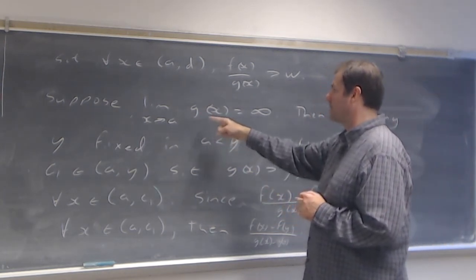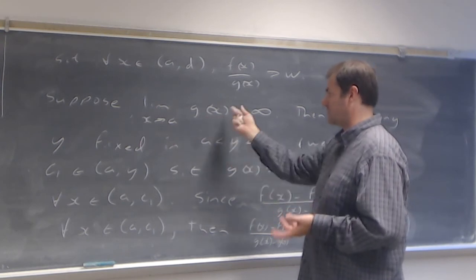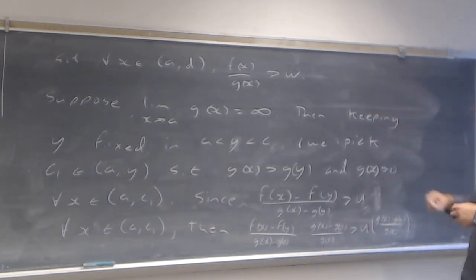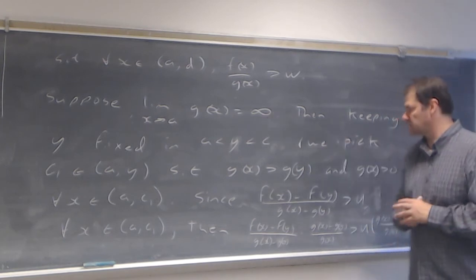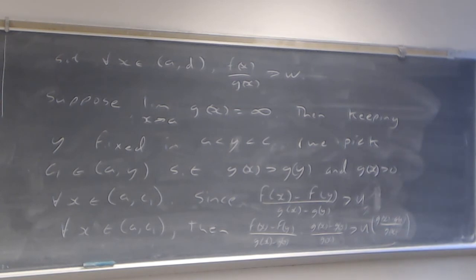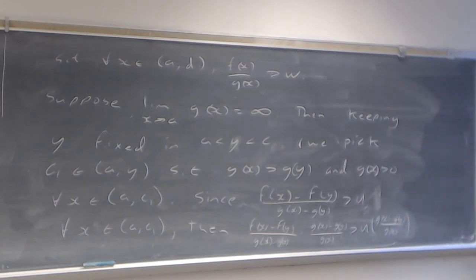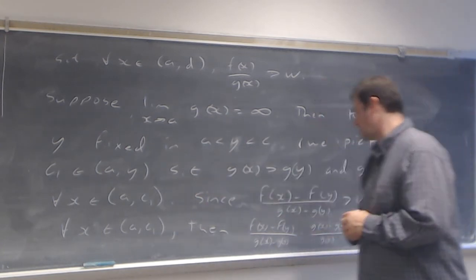Okay, now we're supposing the second part of the hypothesis, where the limit as x goes to a of g(x) equals infinity. We're keeping y fixed in between a and c, and we pick c sub 1 in between a and y, such that g(x) is greater than g(y). We can do that because g(x) is going towards infinity. And g(x) is greater than 0. Again, we've got to have positive output values since it's going towards infinity. And that's true for all x in a to c sub 1.